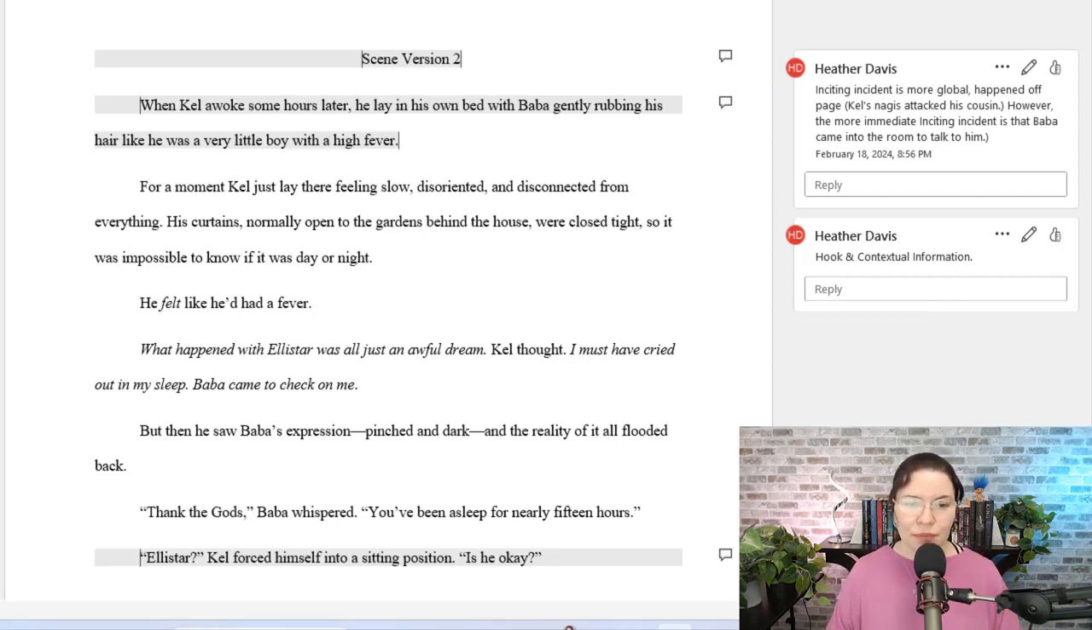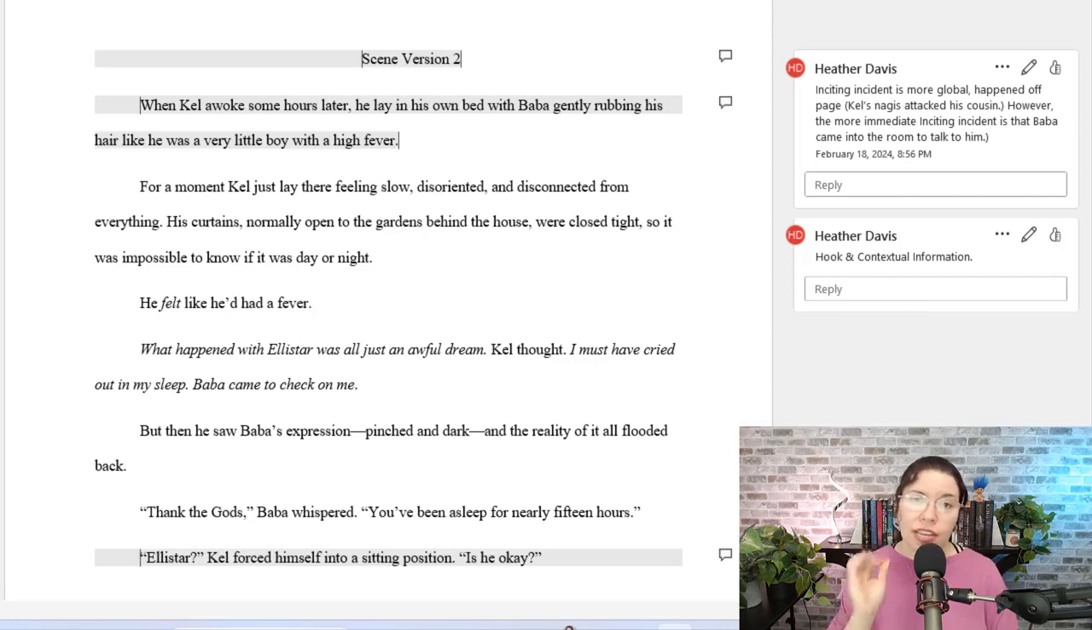All right, let's keep going. For a moment, Kel just lay there, feeling slow, disoriented, and disconnected from everything. His curtains, normally open to the gardens behind the house, were closed tight, so it was impossible to know if it was day or night. He felt like he had a fever. What happened with Elistar was just an awful dream, Kel thought. I must have cried out in my sleep. Baba came to check on me.